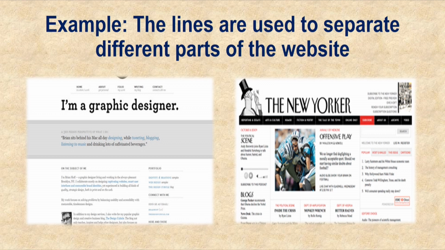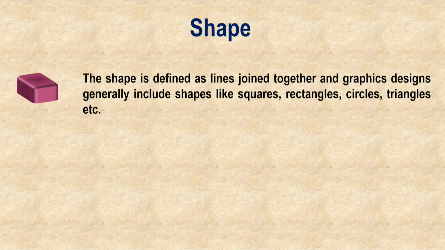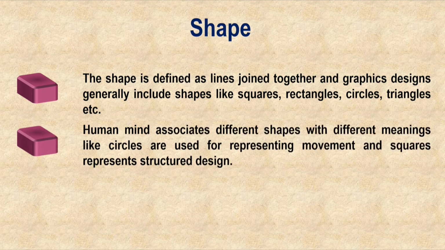The next element is the shape. Shape is defined as lines which are joined together to form a specific shape. These can be squares, rectangles, circles, triangles, and so on. Human mind is habitual of associating different shapes with different meanings. Say for example, circles are used for representing movement and squares are generally used for representing a structured design. So as and when we want to design some structured graphic design, we can make use of squares.